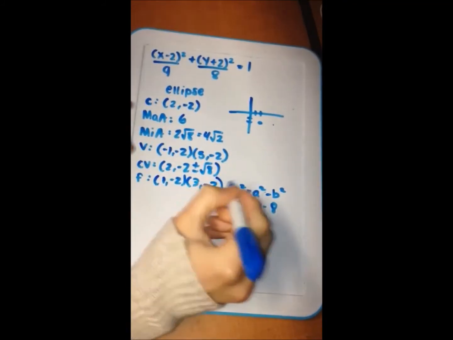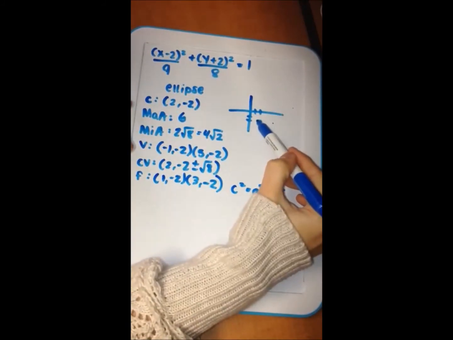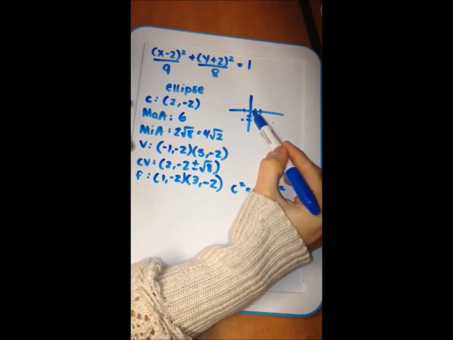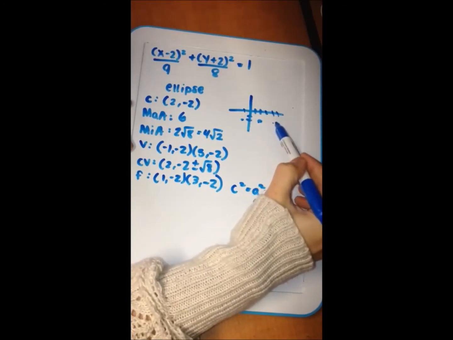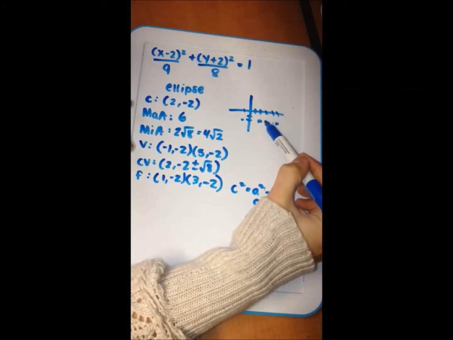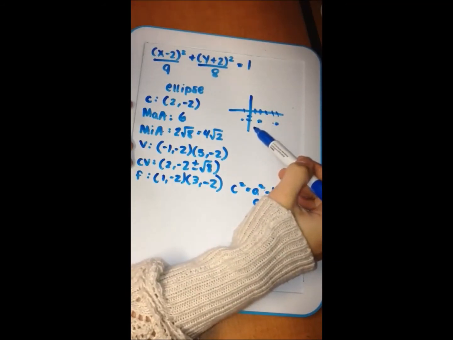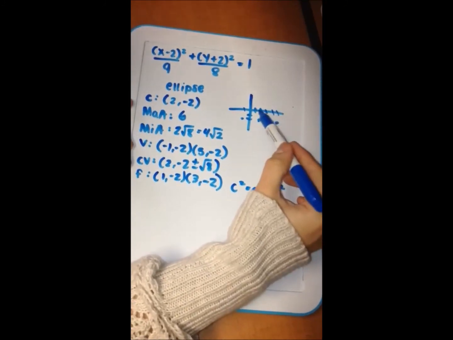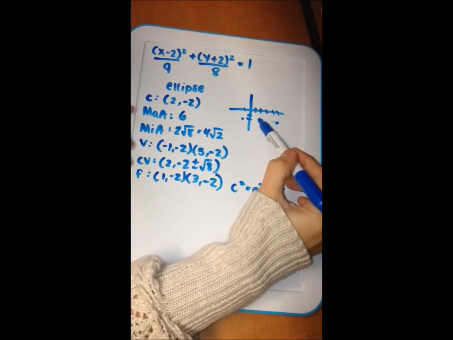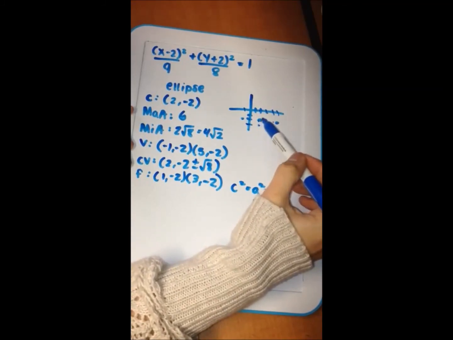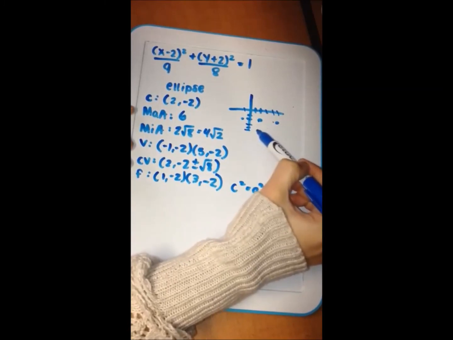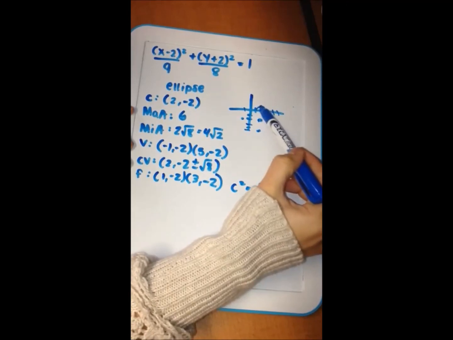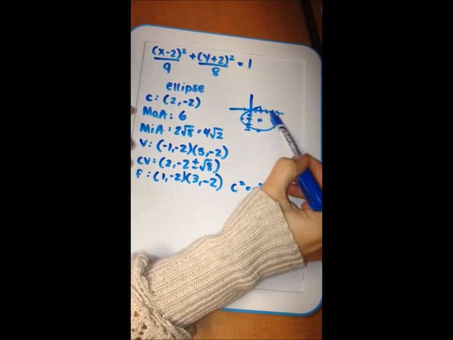So now if we plot these, we're going to have (negative 1, negative 2), (5, negative 2). And our co-vertices, 2 square root of 8 is a little bit above 2.5. So we're going to go (2, negative 2), just a little bit more. Negative 2 plus square root of 8 will give us an ellipse like that.